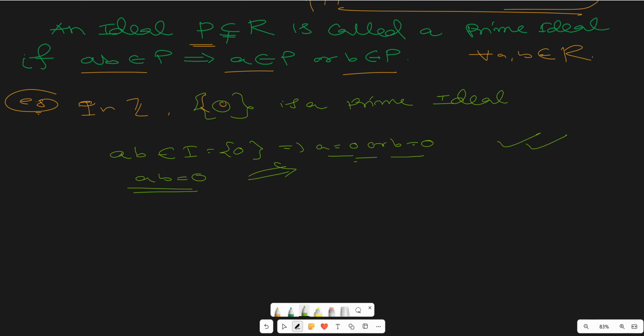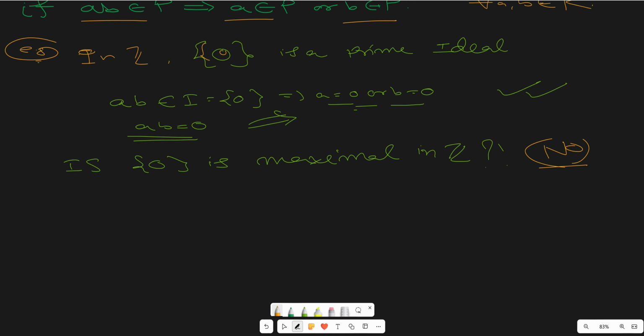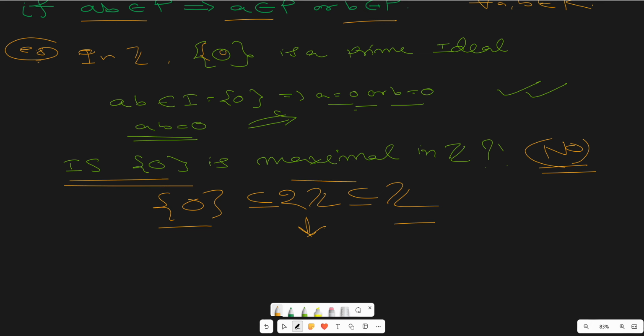Okay, and is 0 maximal in Z? No. Why? Because 0 is contained in 2Z, which is contained in Z. In between them there is 2Z, which is proper. So this is not a maximal ideal in Z, right?